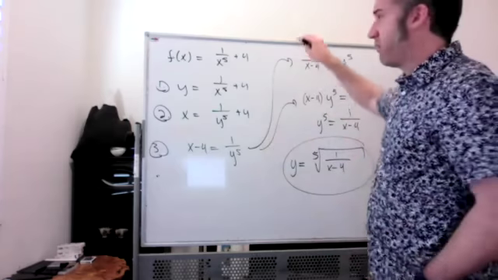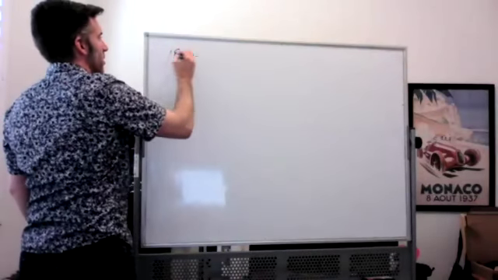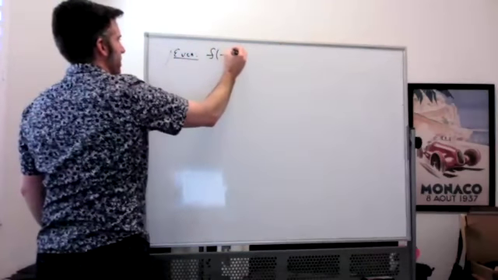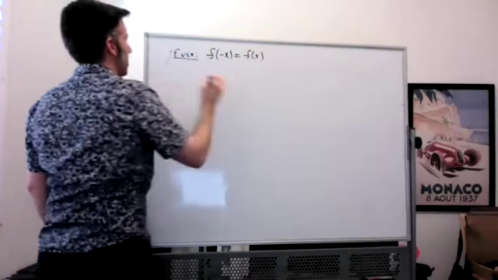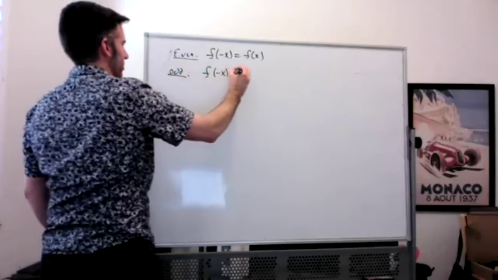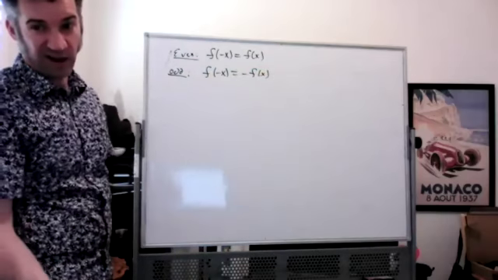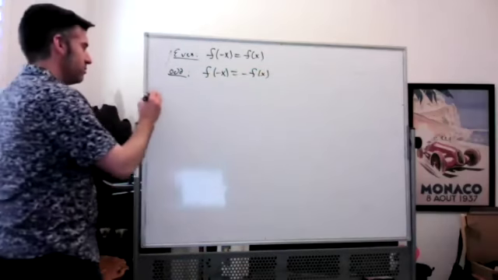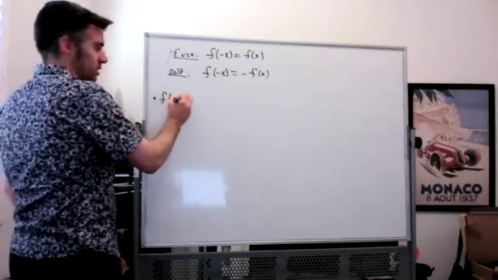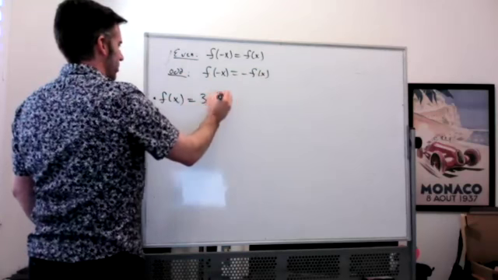So let's see, determine if the following function is even, odd, or neither. Okay, just a reminder, even functions: f of negative x equals f of x. Odd functions: f of negative x equals negative f of x. So we're always starting with f of negative x. So here's the first one. The function is 3x to the fourth minus 2x squared.